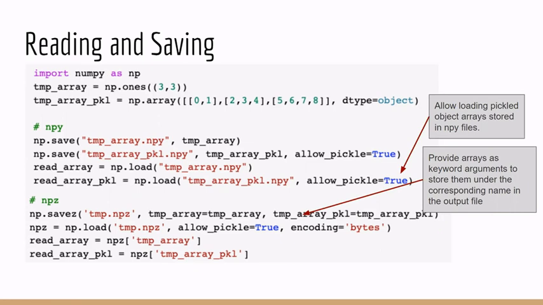The NPZ format is for saving multiple NumPy arrays. An NPZ file is a zip file containing multiple NPY files, so we need to save each array under the corresponding name.